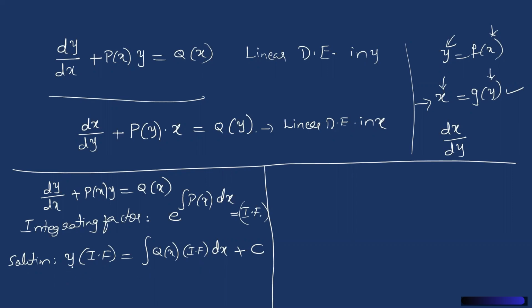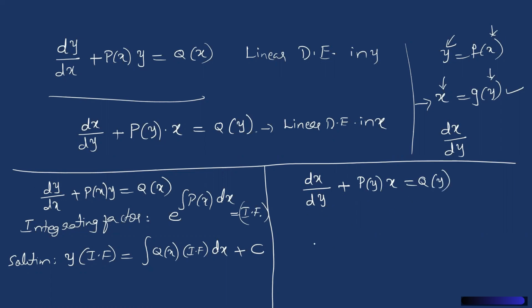Right? So it is dependent variable multiplied by integrating factor is equal to right hand side function multiplied by integrating factor, integration of this product plus some integrating constant c. Right? Very simple. Then in a similar way, when you are given a linear differential equation in x, let us say it is dx by dy plus one function of y multiplied by dependent variable x is equal to another function of y.